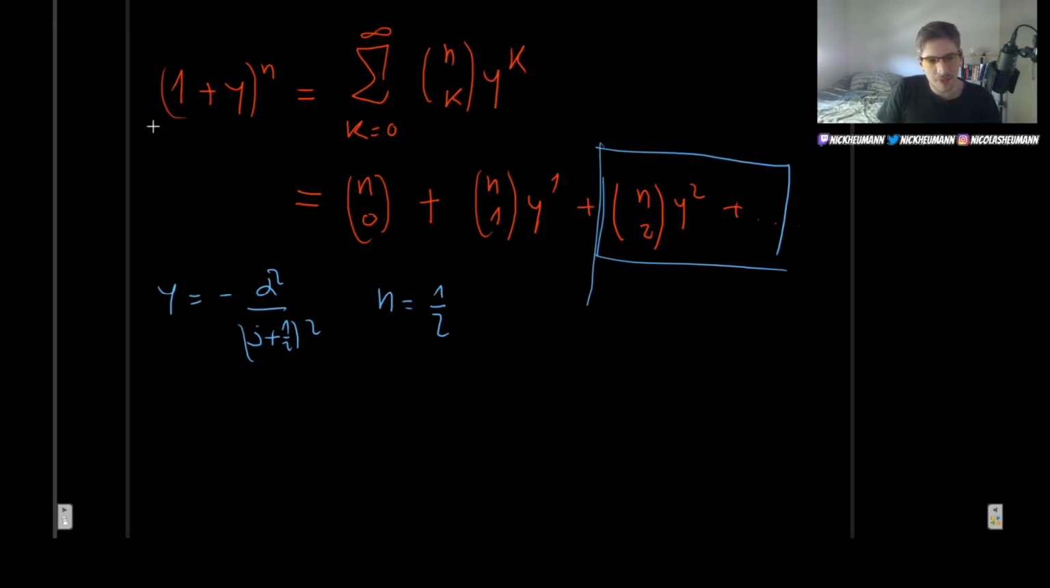And maybe let me write this out explicitly in case this is not entirely clear. So n over 0 is n factorial divided by n minus 0 factorial times 0 factorial. All right, and well, n minus 0 factorial is simply n factorial, and 0 factorial is 1. So this entire thing is 1, right? Because the n factorials cancel each other out.